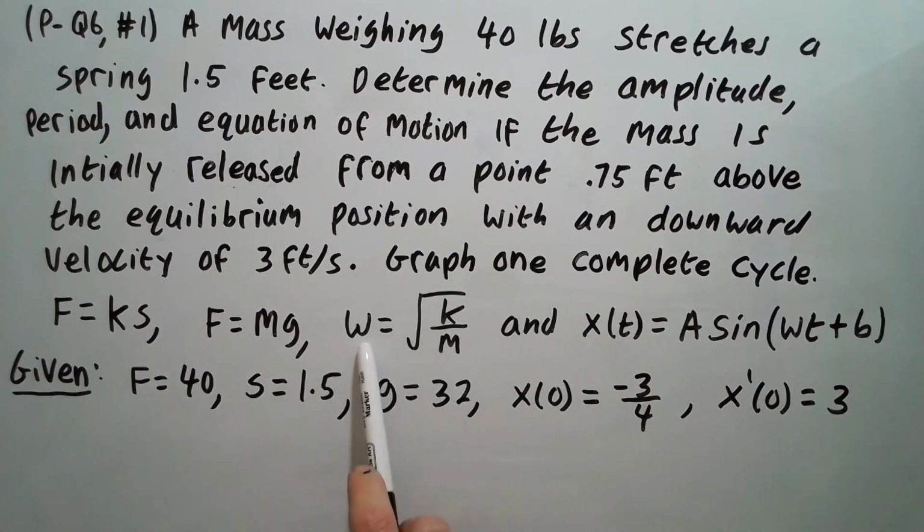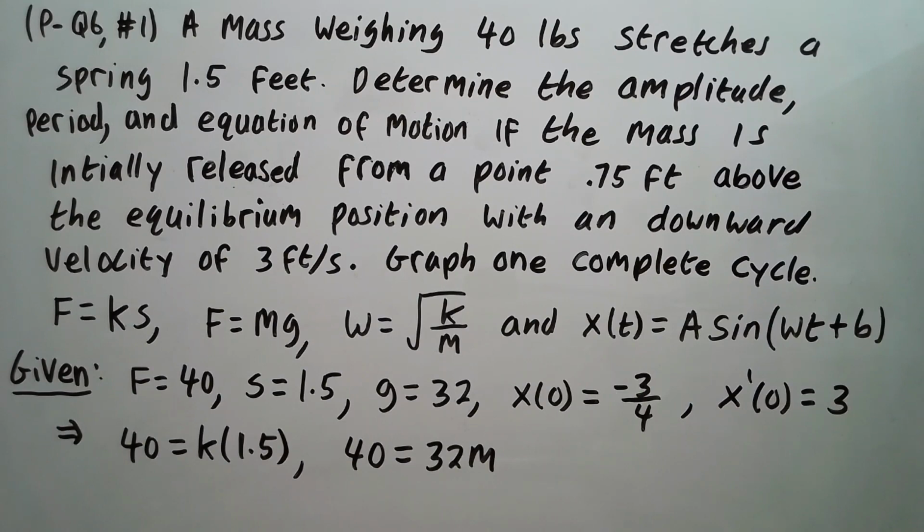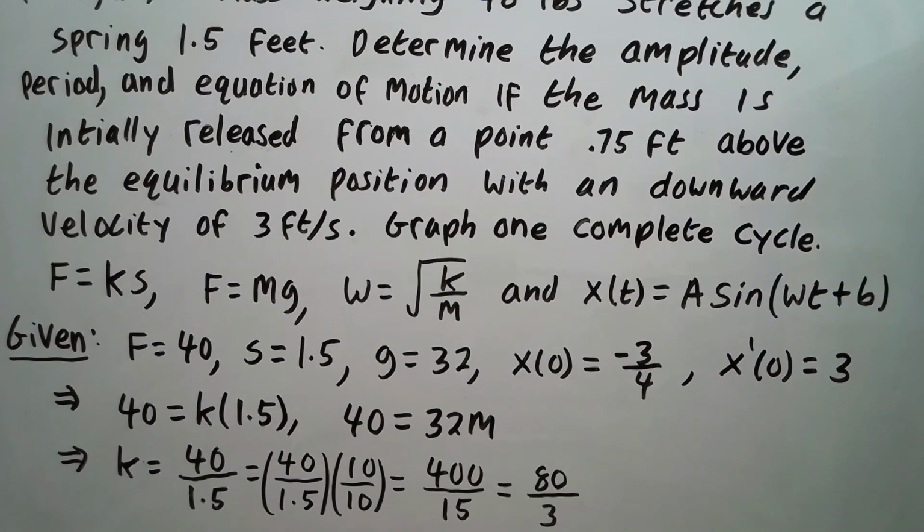Okay, so now let's use this information to plug in up here to find our k, and then we'll try and find our w also. So let's plug the 40 in up here, the 1.5 here, and the g, 32, here. Doing that, in place of F, we'll have 40 equals k times 1.5. We can then solve this for k, so dividing by 1.5, k will be 40 over 1.5. Then to get rid of the decimal, multiply top and bottom by 10, so it'd be 400 over 15, which you can check reduces to 80 over 3.